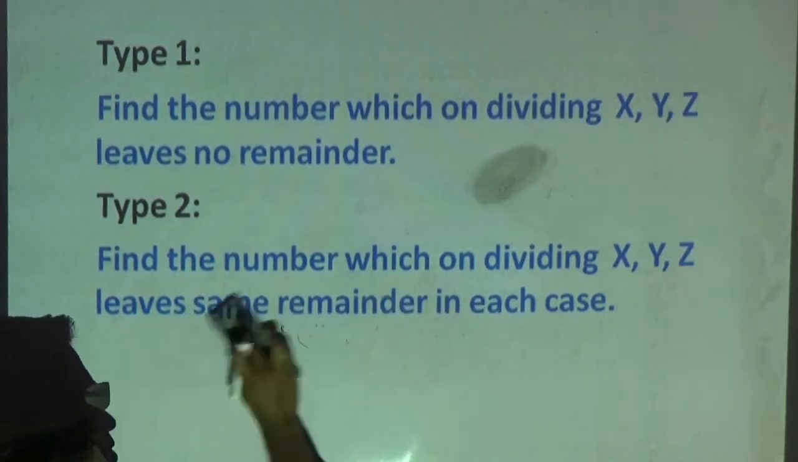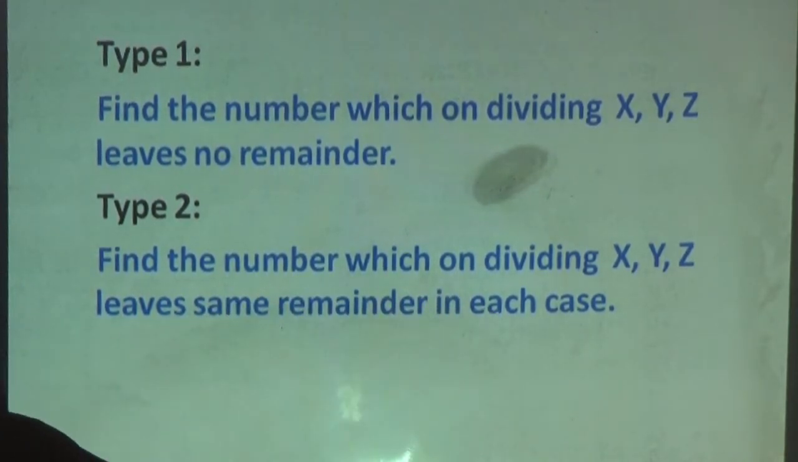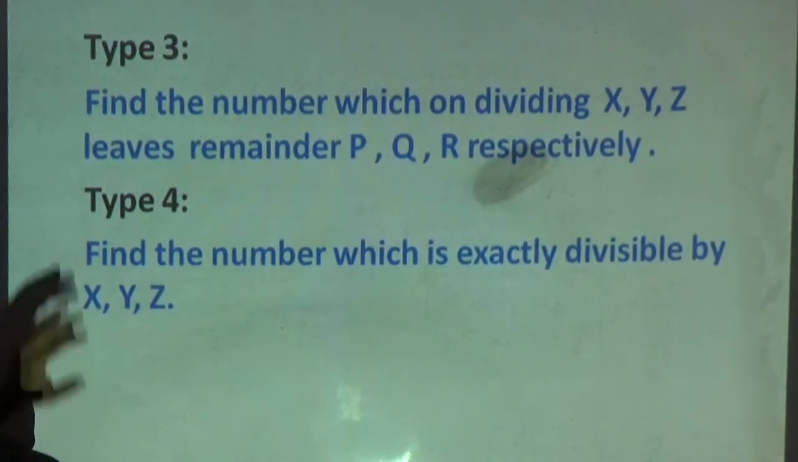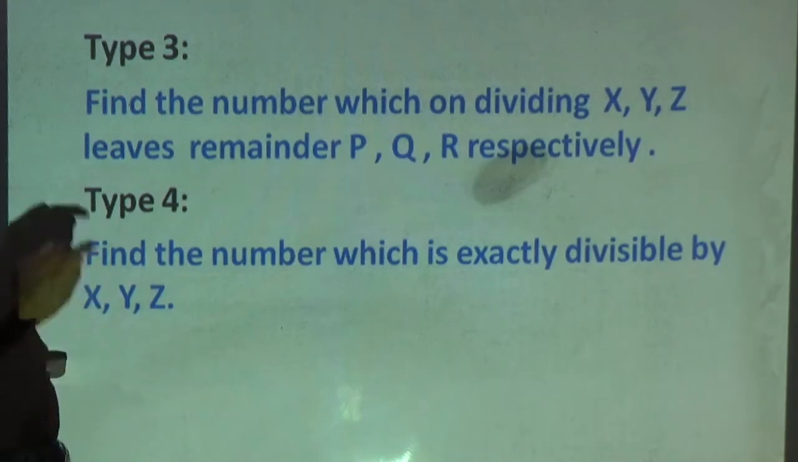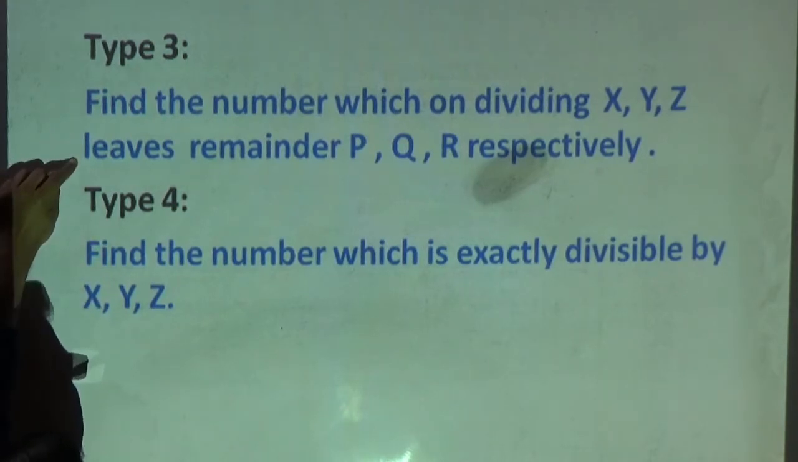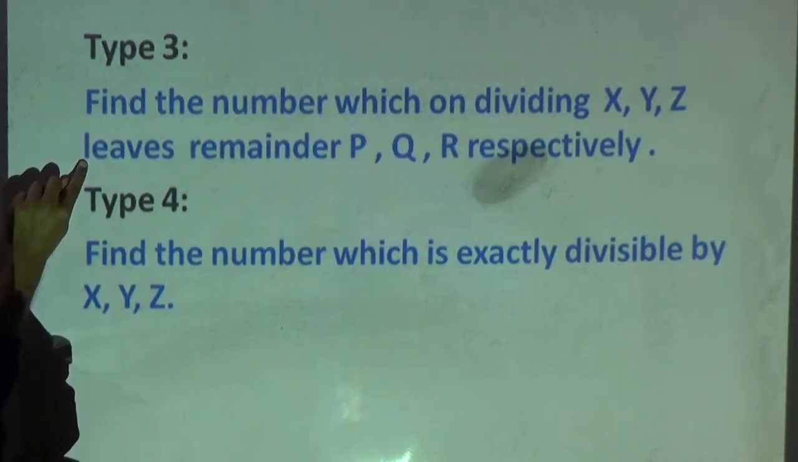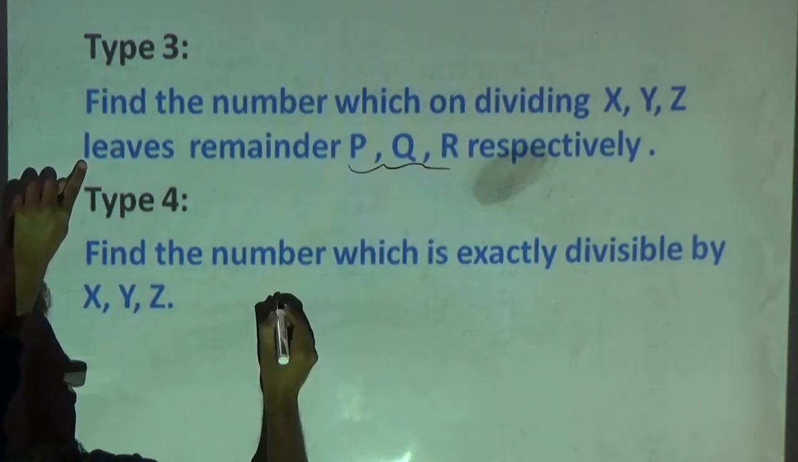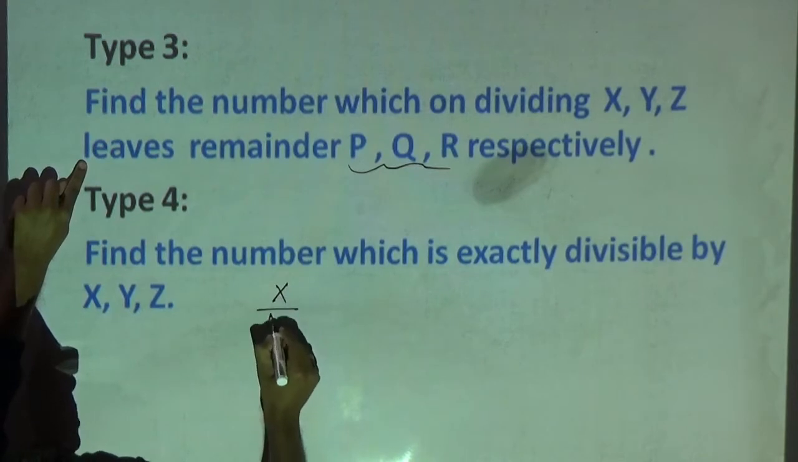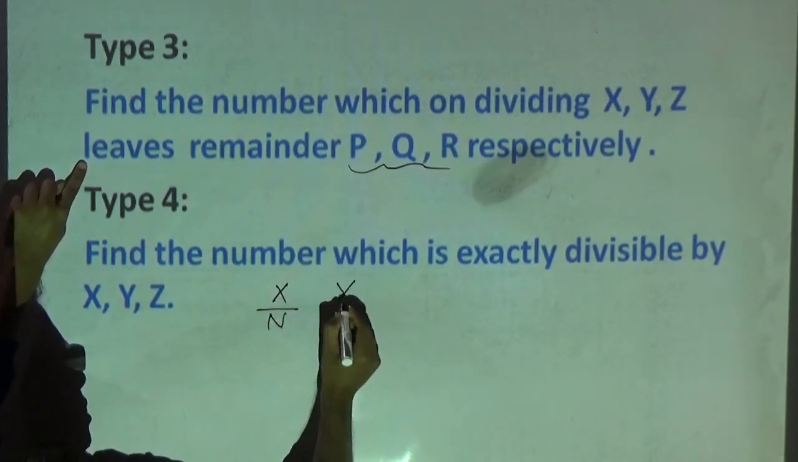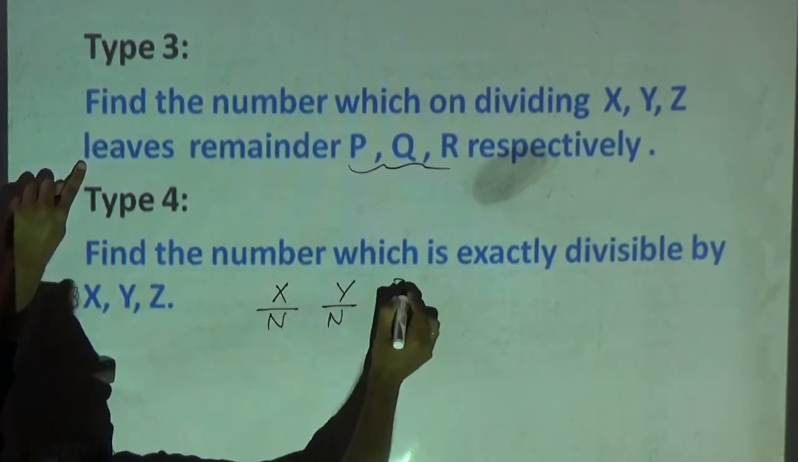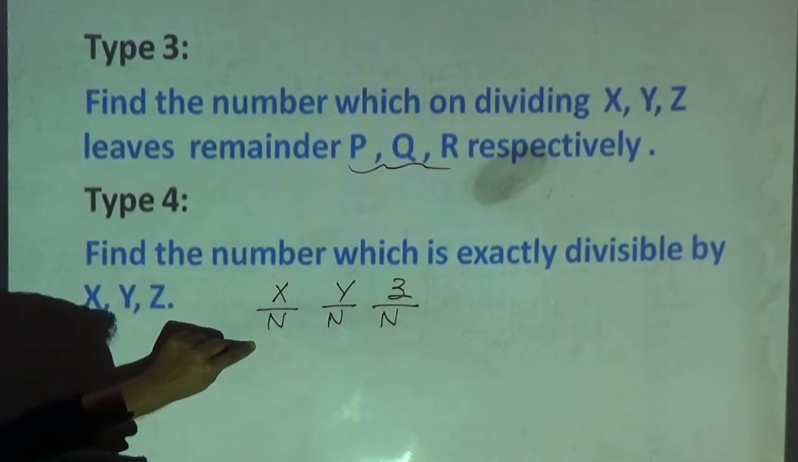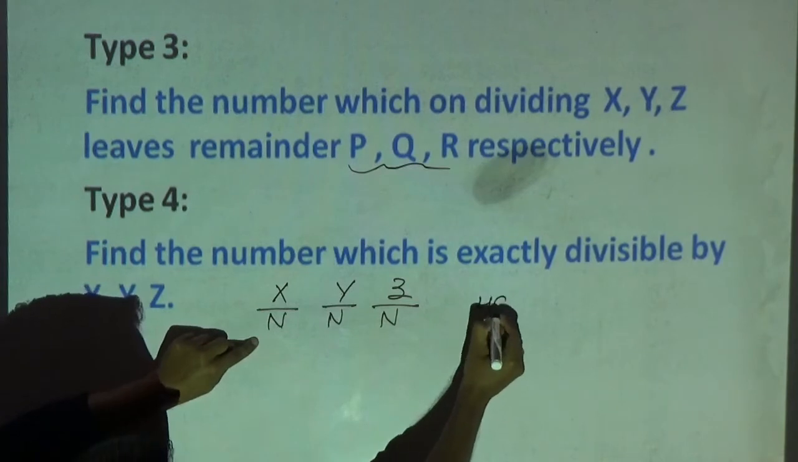Okay, so I will go for the next type. Type 3: find the number which on dividing x, y, z leaves remainders p, q, r. Now see, different remainders are there respectively. I am dividing x by my number, y by my number, and z by my number. The number that I want is in the denominator, that means I am finding HCF.